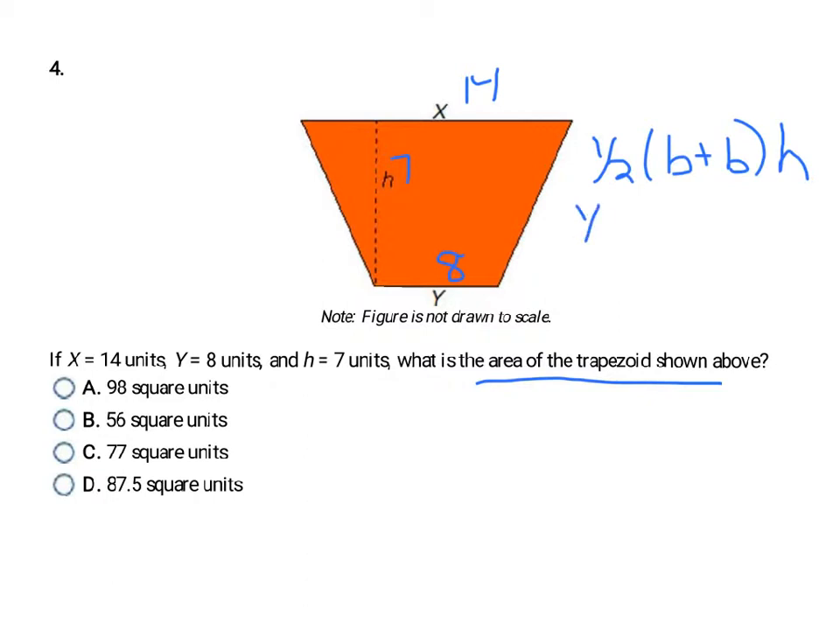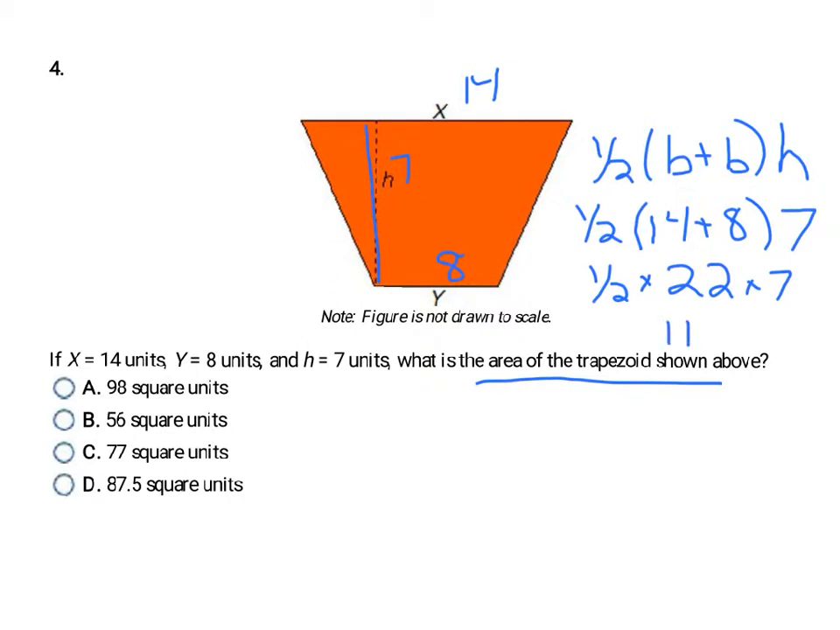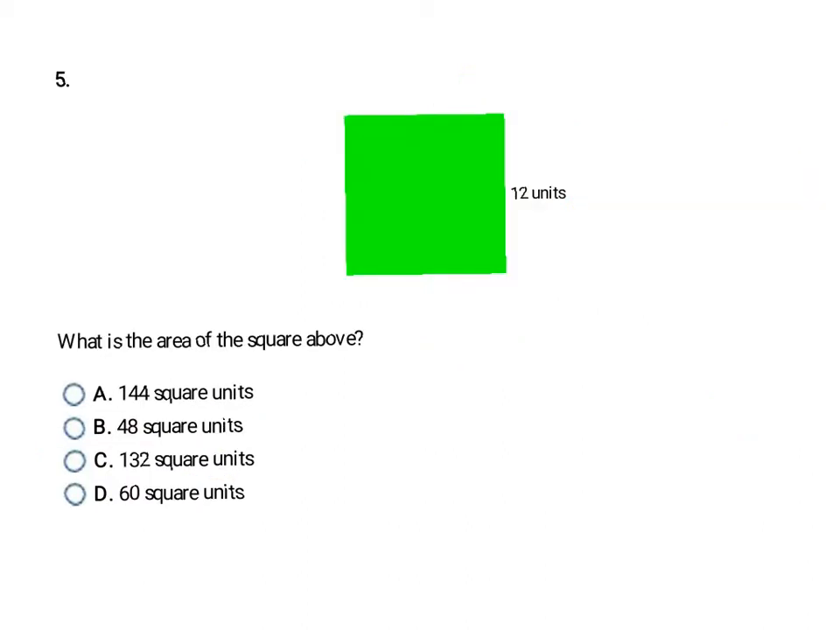So if I fill that in, my two bases, those are the two parallel sides of the trapezoid, is going to be 14 plus 8. And then the height of my trapezoid is 7. So my first step is to add that 14 plus 8. And when I do that, I get 22. And then I have 1/2 times 22 times 7. Half of 22 is 11. Times 7 is 77. So that's going to be 77 square units for my final answer, which is choice C.